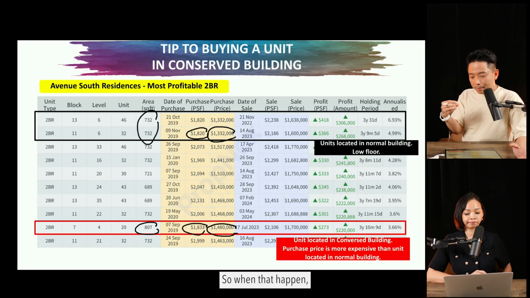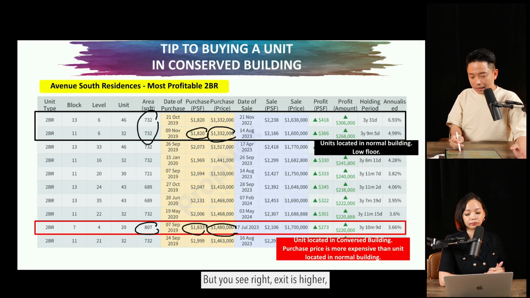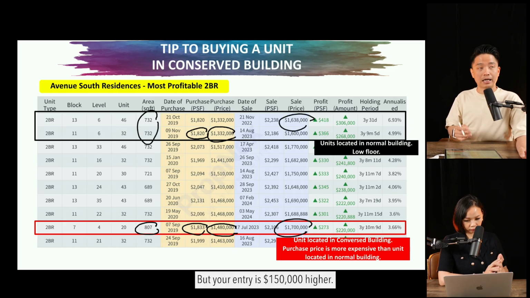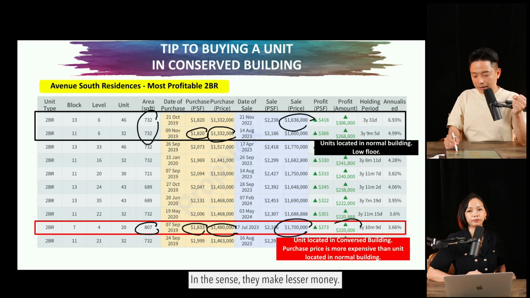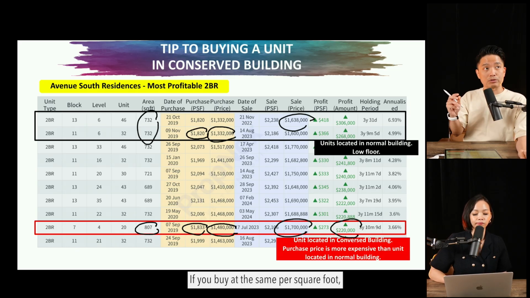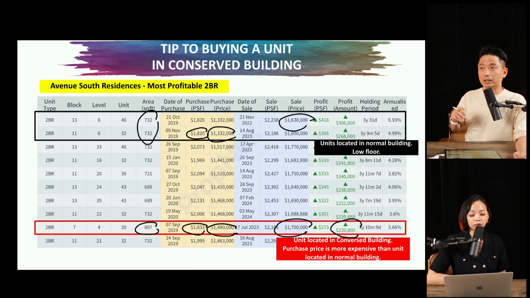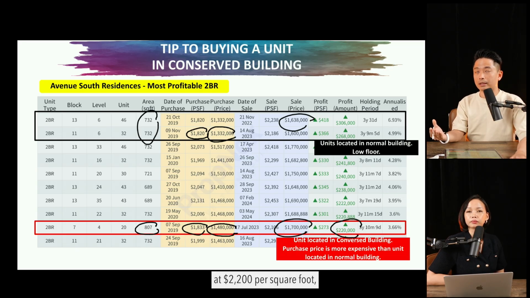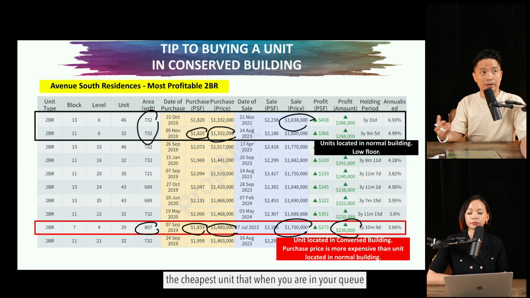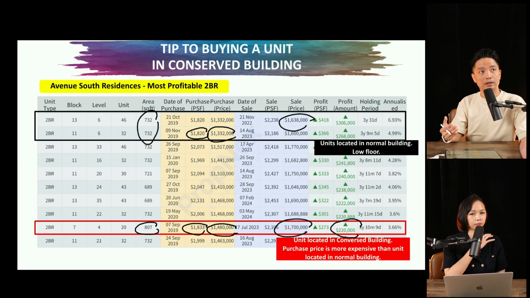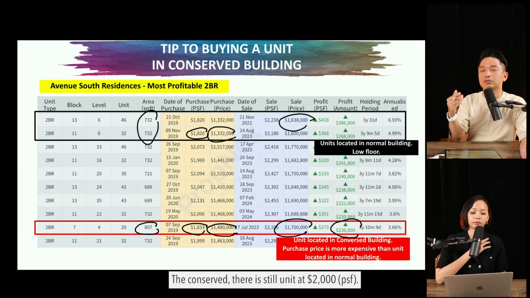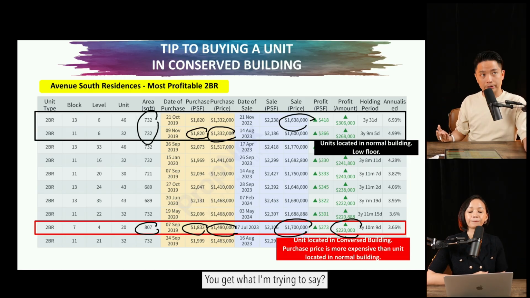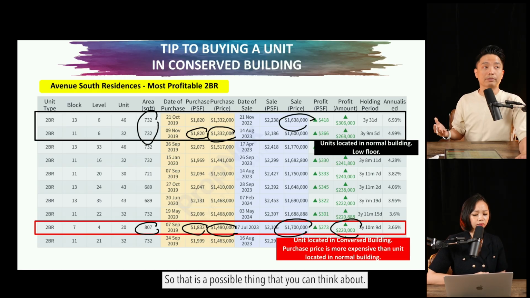So when that happens, your entry price is higher, and your exit is higher too, but it's not way higher. Your entry is 150,000 higher. In the sense that they make lesser money. If you buy at the same per square foot, you will definitely have a high chance of making lesser money. But if you are buying the conserve unit, for example, just now we looked at 1023 at 2,200 per square foot, the cheapest unit when you are in your queue. And the non-conserve is 2,002. For the conserve, there's still a unit at $2,000. Can I buy conserve? Possibly. You get what I'm trying to say? So that is a possible thing that you can think about.